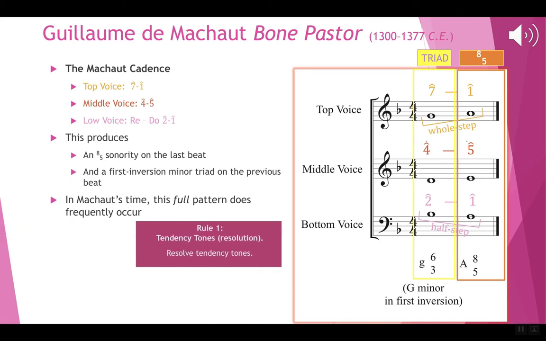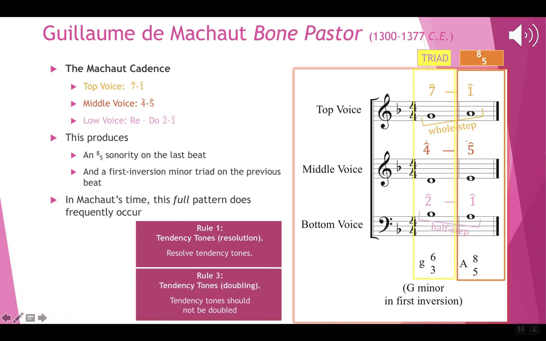So let's just check the rules and guidelines. Rule number one, tendency tones. Is he resolving his tendency tones? Here, the 7 going to 1 is not really a tendency tone. That's not the leading tone. We could actually say that the flat 2 going to 1 is a tendency tone. For now, we just kind of ignore that one.